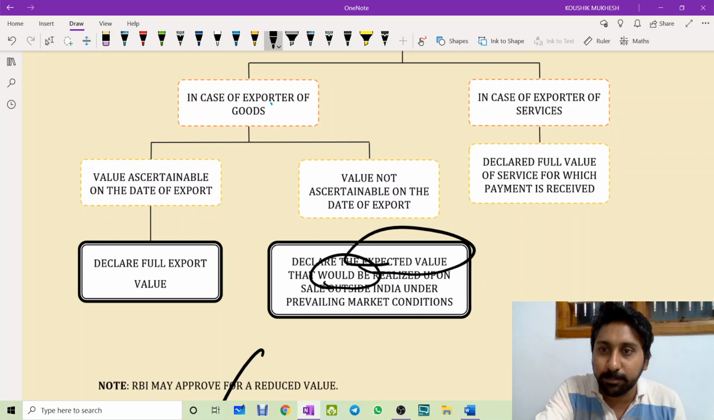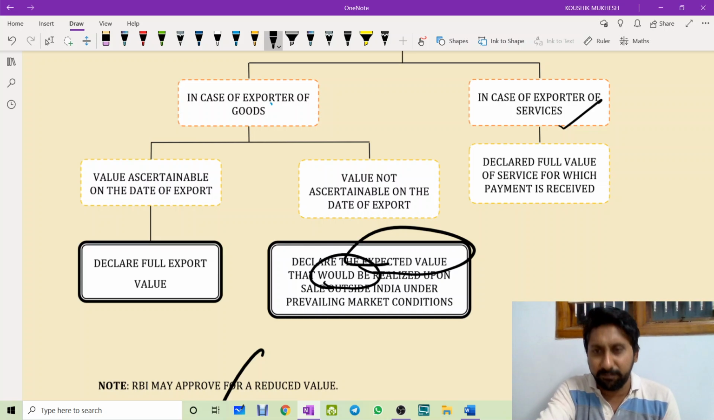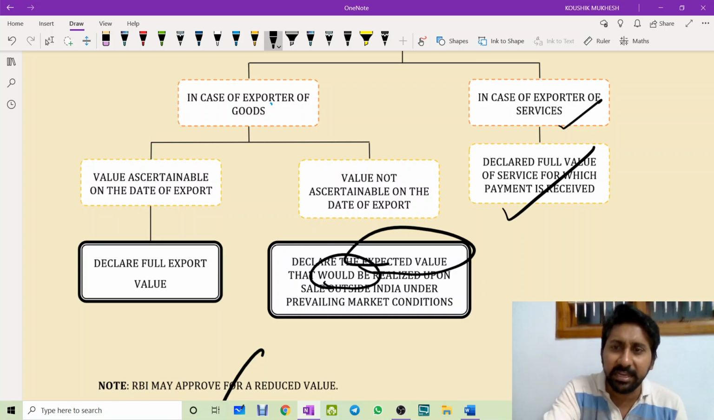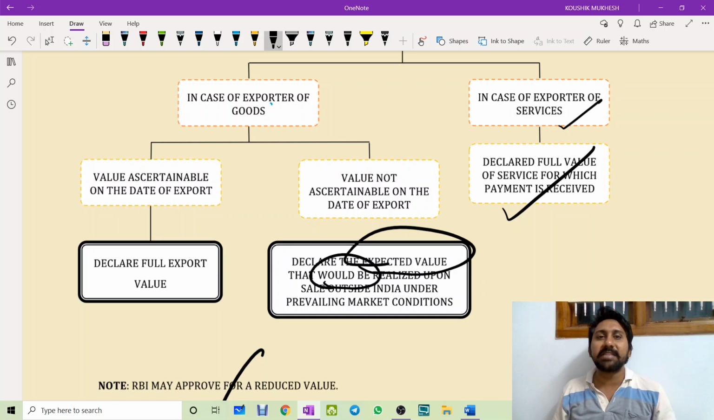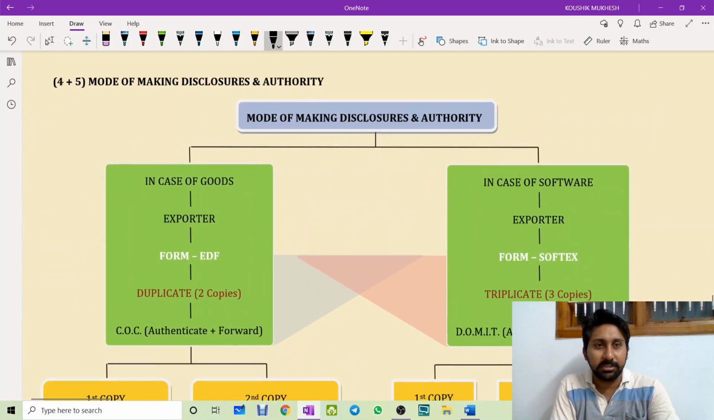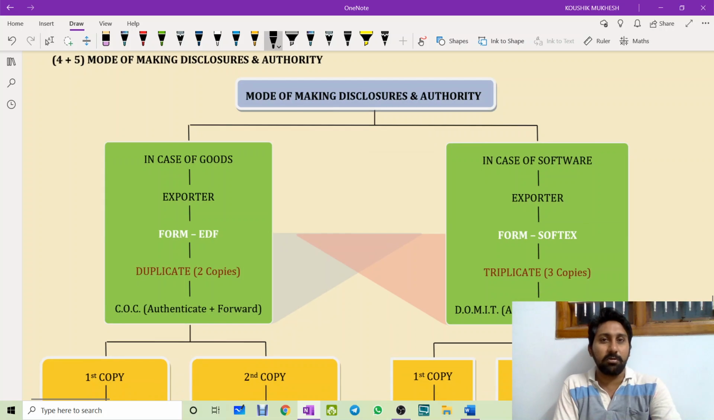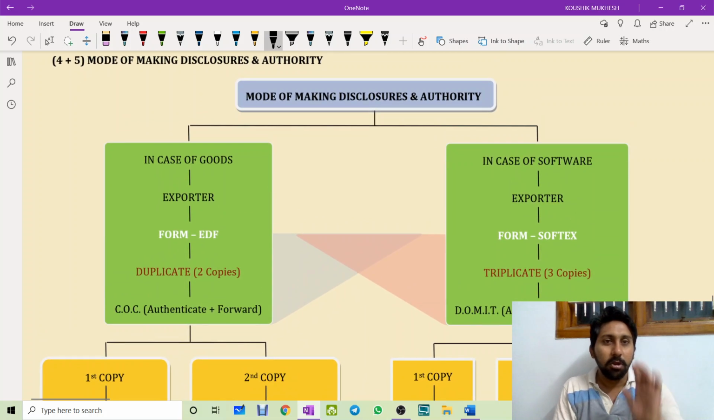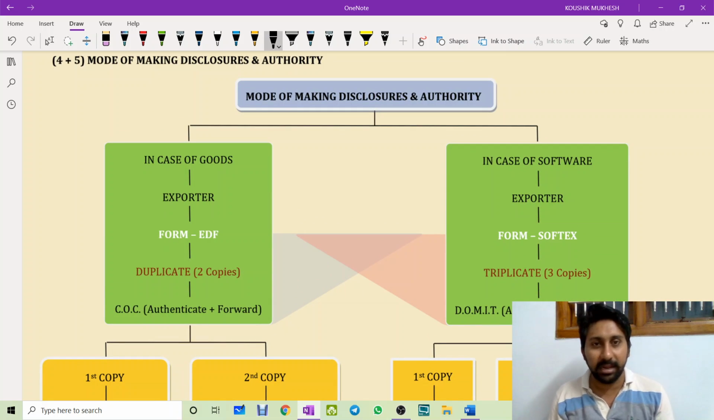In case of an exporter of services, declare the full value of service for which the payment is received. That means when a service is made, the ascertainable, non-ascertainable concept will not come for the service. Therefore, declare the full value of the service you are going to provide. Next issue, mode of making a disclosure. Now comes the important aspects. Mode of making a disclosure or declaration.